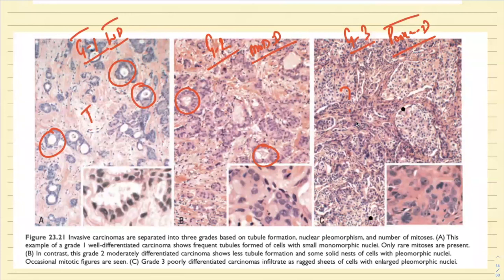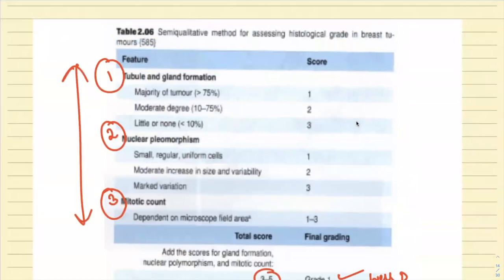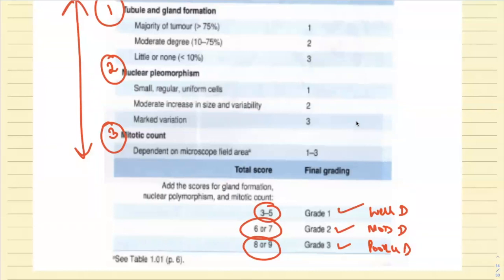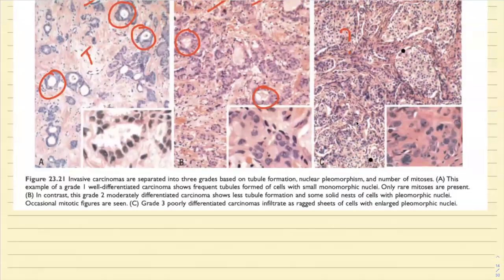If you don't understand, at least remember the grading, the name, and the components of this grading system: tubule and gland formation, nuclear pleomorphism, mitotic count, and the 3 important grades, grade 1, 2, 3, well, moderate, and poorly differentiated tumor. Clear to everyone? Yes, can we move ahead?